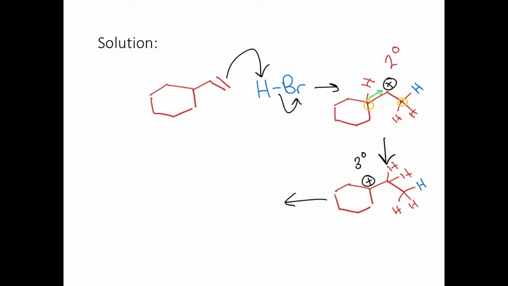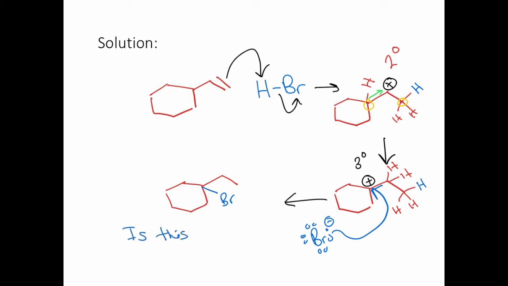So finally, the bromide is going to come back into play here as a nucleophile. My carbocation is my electrophile in this step, and it's going to add to that carbocation carbon. And there's my product. And now I have a follow-up question. Is this product chiral? Let me know in the chat.